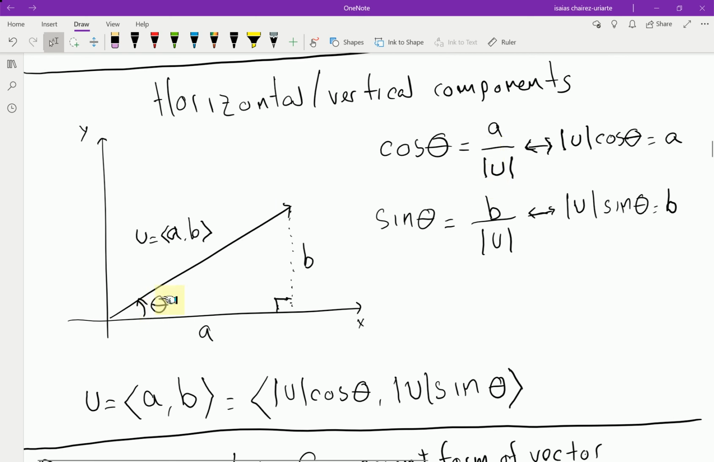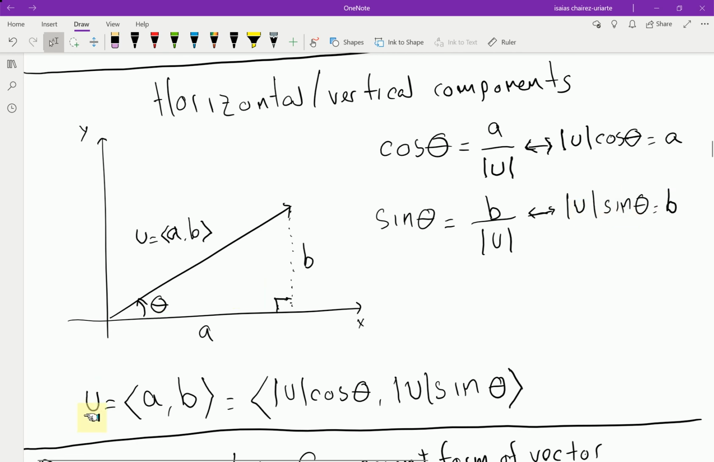So then cosine of theta is adjacent over hypotenuse. My adjacent is a, my hypotenuse is the magnitude of my vector. Sine of theta is opposite over hypotenuse, so b over hypotenuse. And if you notice here, I can solve for a and I can solve for b by multiplying both sides by the magnitude of u. And so then I have this expression right here for my horizontal component, and I have this other expression for my vertical component.